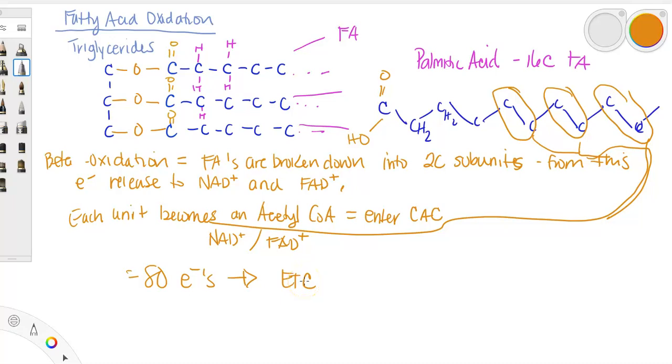Okay, all right, so let's talk a little bit about fatty acid synthesis.